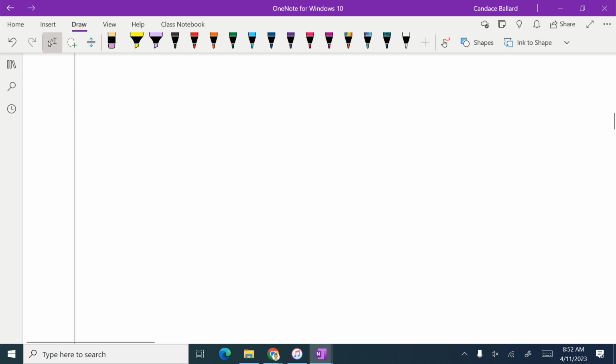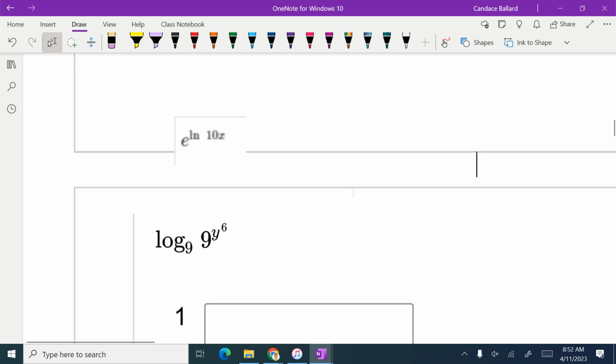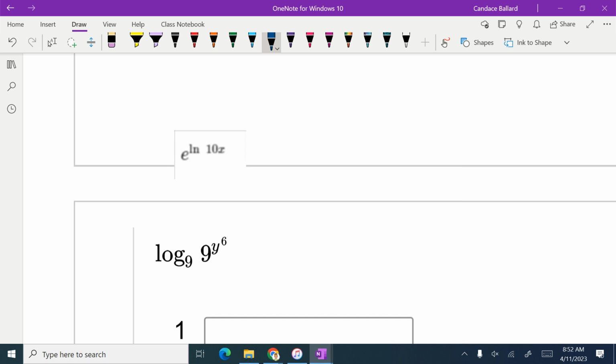Okay. So, what do we know about E and natural log? They cancel. Guess what everybody wrote for the answer? 10. What did we forget? X. The answer is 10x. Okay, not 10. You need everything that's there. The E and the natural log are what cancels. Everything inside the natural log stays. Does that make sense?